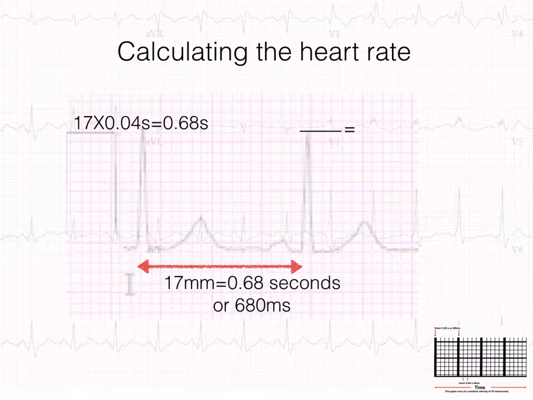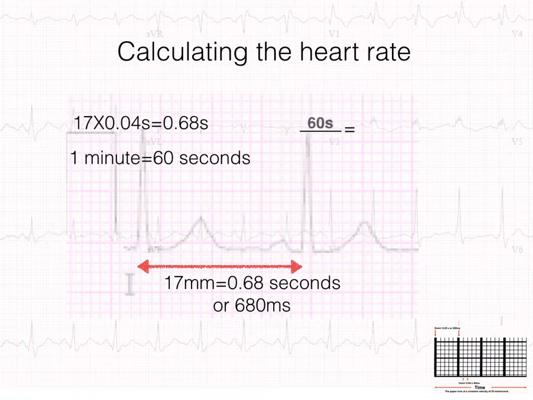Now, to figure out the heart rate, we can just remember that 1 minute equals 60 seconds. So if we divide the seconds in 1 minute by the time between events, for example, 60 seconds divided by 0.68 seconds, this will equal 88 times per minute, or 88 beats per minute. So we can calculate the heart rate very fast in this way. There are other ways to calculate, but I think this is the easiest one.